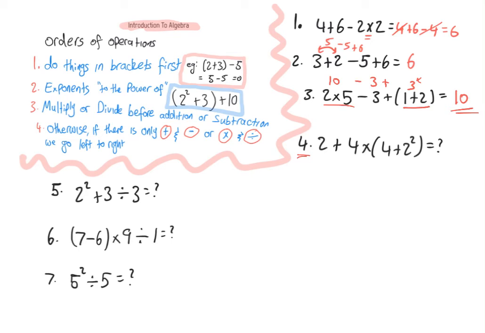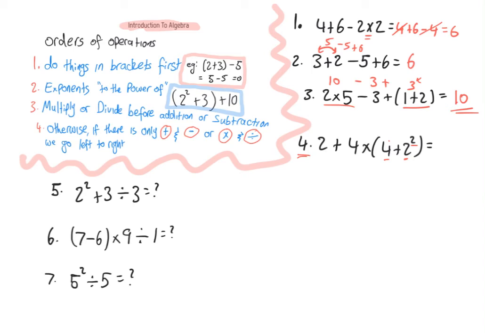Okay, question number 4. We've got 2 plus 4 times, inside the bracket, 4 plus 2 to the power of 2. We do have a bracket, 4 plus 2 to the power of 2. And we do have to the power of, so that's what we're going to be doing after. And then we do have a multiplication, times 4, and then we're just going to solve left to right.